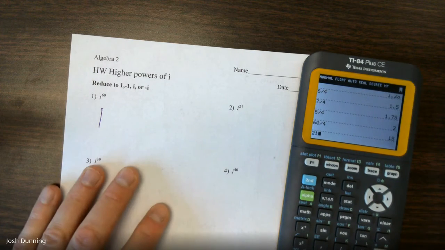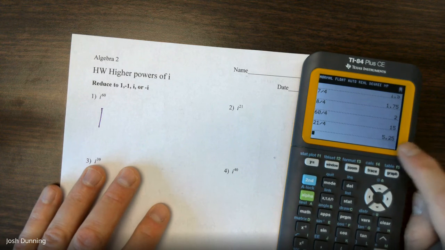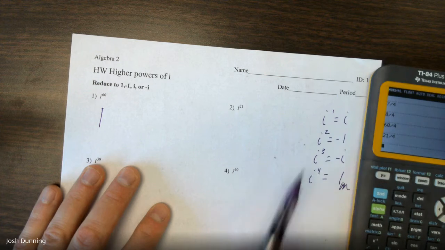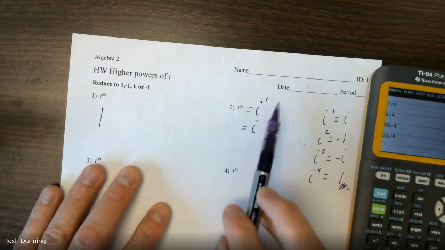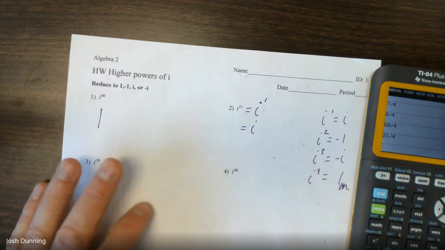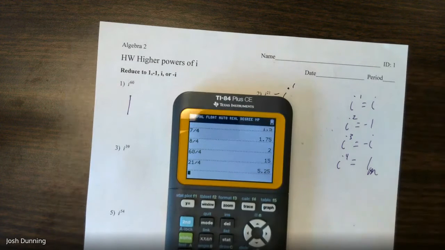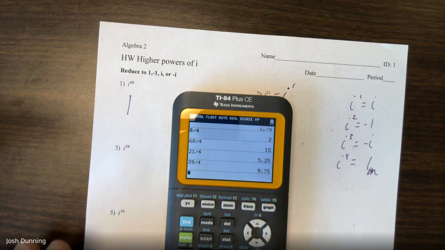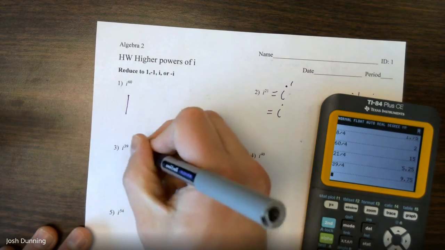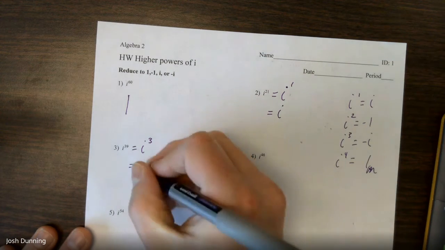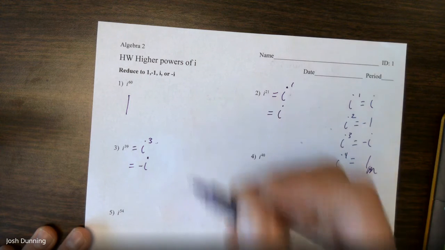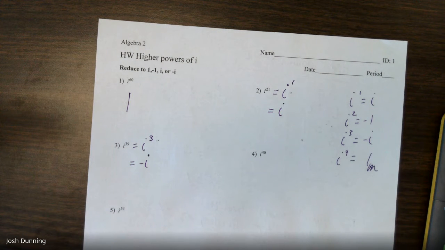Now, i to the 21st, 21 divided by 4. Oh, 0.25, that's 1/4. So this right here is the same as i to the first, which is just i. And you can skip this. I'm just demonstrating what's going on here. 39. Well, let's see. 39 divided by 4 is 0.75. That's like 3/4. So that's a remainder of 3. So this is the same as i cubed, i to the third, which we just said is -i. This right here is just showing the work.